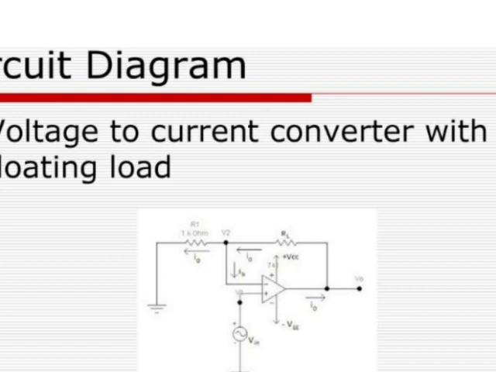The voltage Vin, which is the input voltage, is given to the non-inverting input terminal. The inverting input terminal is driven by the feedback voltage which is across the resistor RL. This feedback voltage is determined by the load current and it is in series with the VID, which is the input difference voltage. So this circuit is called a current series negative feedback amplifier.